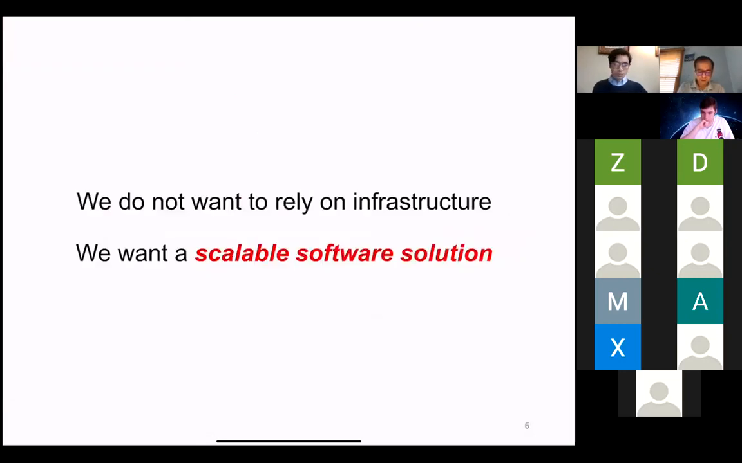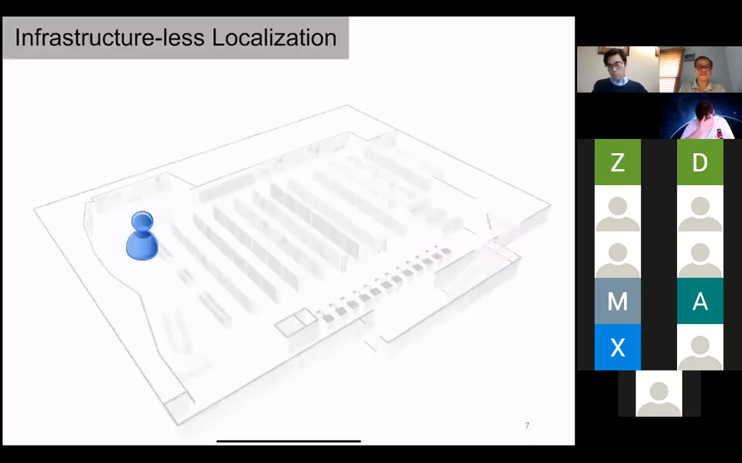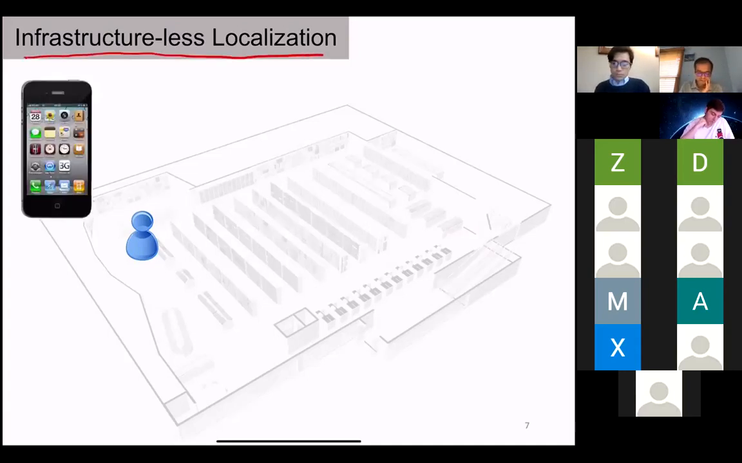So the question was, we do not want to rely on infrastructure at all. Can I develop a solution where my phone and only my phone will be able to localize me as I walk around in a shopping mall? Right? So we want a scalable software solution that runs only on my phone and assumes no infrastructure in the environment. Okay? This is where the IMU comes in. So we also call it infrastructure-less localization.